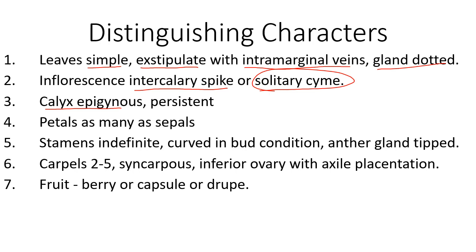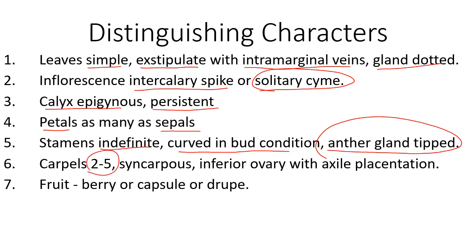Calyx is epigynous and persistent. Petals as many as sepals. So the number of sepals and petals is the same, as we saw in this plant, that was 5 and 5 respectively. Stamens are indefinite in number, they are curved in bud condition, and anthers are gland tipped. If you look in detail at the tips, they are showing small glandular structures on it.